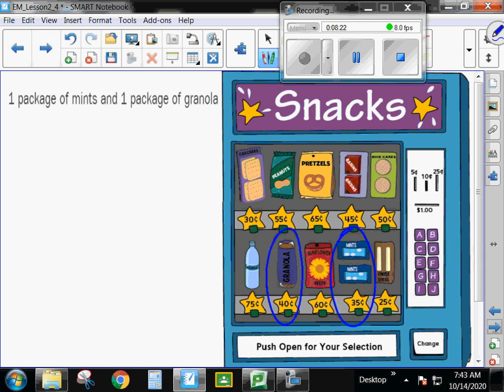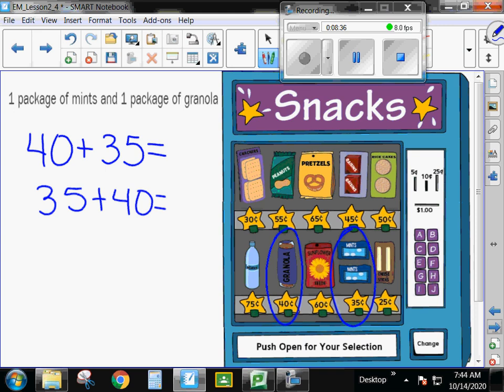All right, this one was actually an easy one. We're going to have the 40 cents for the granola, we're going to have the 35 cents for the mints, and we're just going to add those two together. And remember, it doesn't matter if you do 40 plus 35 or 35 plus 40. Addition has the turnaround rule, so you can add those in either order. It really does not matter.